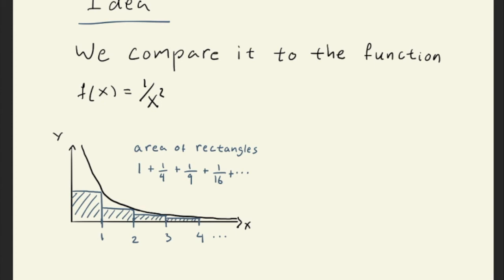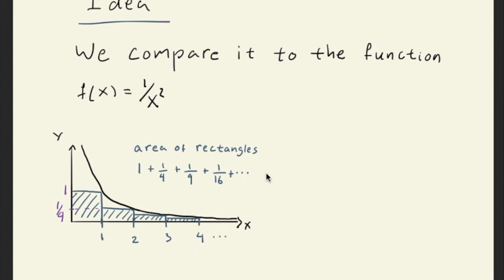Since f of x equals 1 over x squared, when you plug in 1, this is going to be 1. And when you plug in 2, that's going to be 1 over 4, 1 over 2 squared, and so on and so forth. So the areas of these rectangles, the base is always 1, and the height will be f of x. So the area of the first one is 1. The area of the second one is 1 times 1 quarter. The area of the third one is 1 times 1 over 9. And so when you add up the areas of these, you get the series that we want to compute.